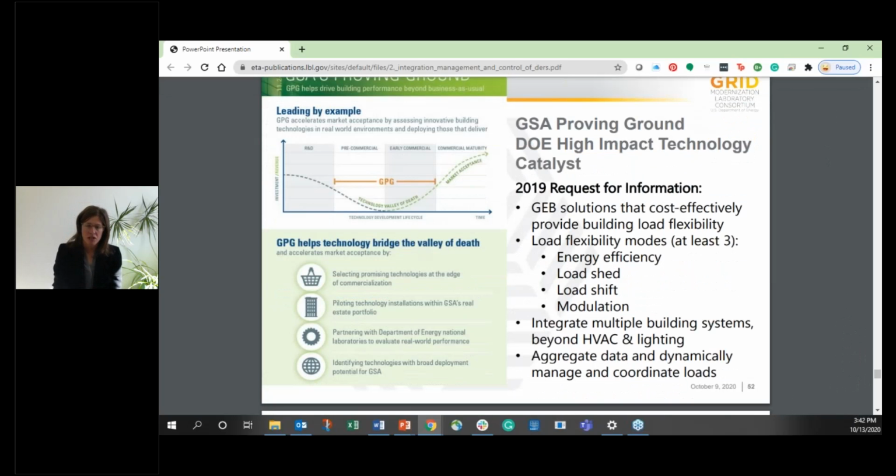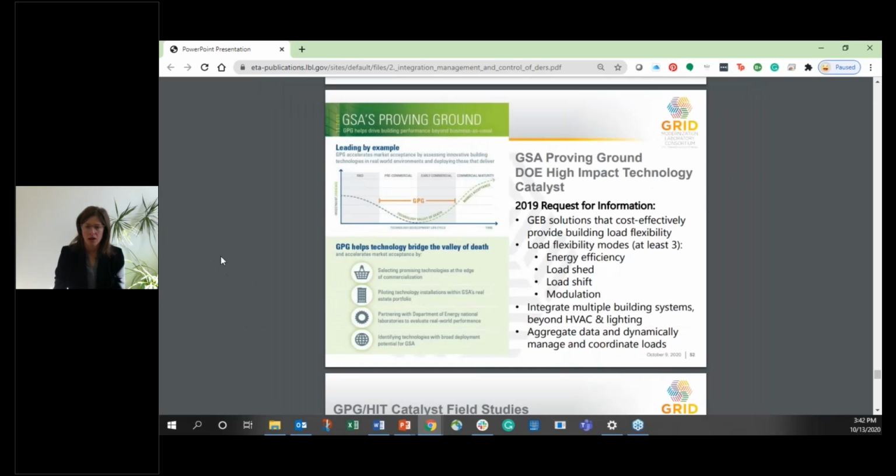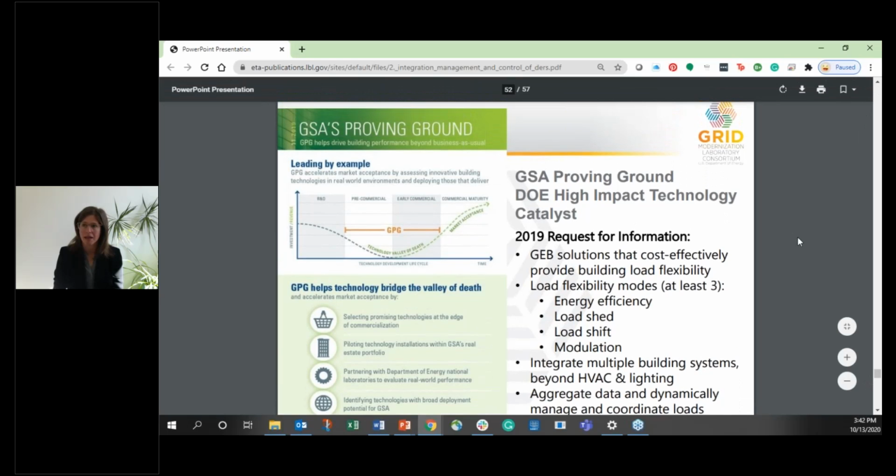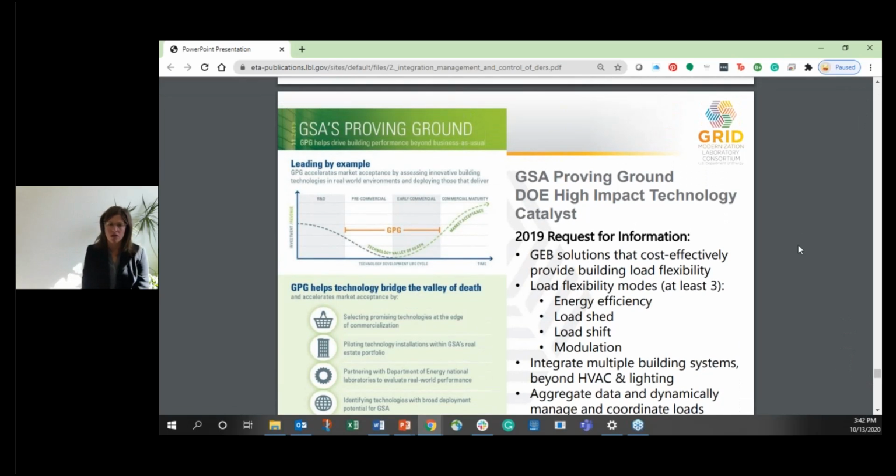The General Services Administration and Department of Energy jointly release a request for information every year. We actually just released a new RFI focused on resilient and efficient technologies. So if you haven't seen that, that is out there right now. If you go to GSA's Proving Ground website, you should see a link to that RFI.